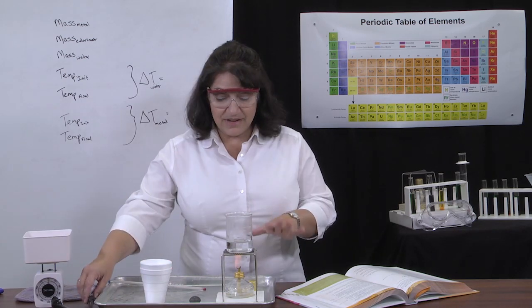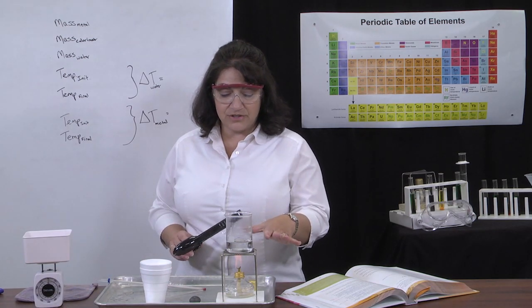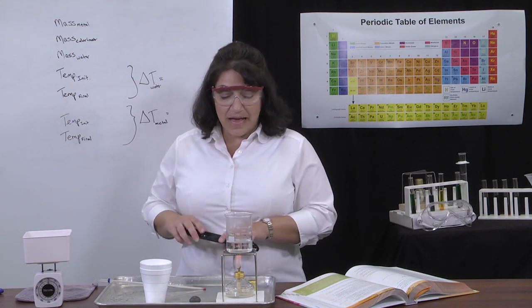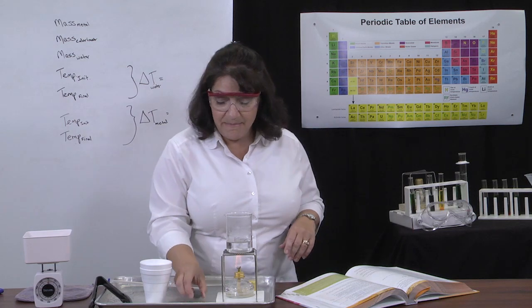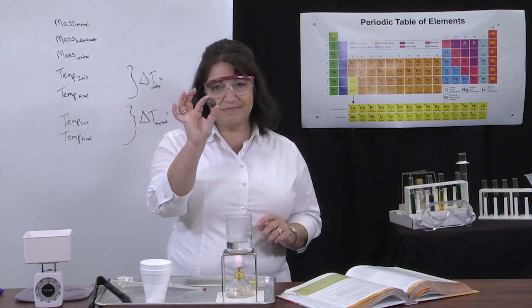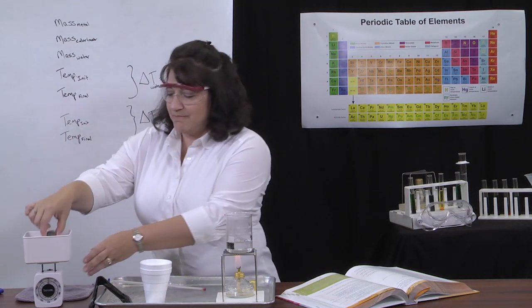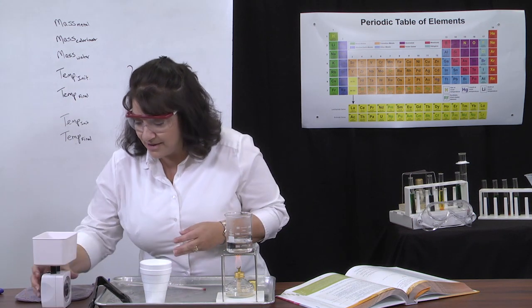The first thing I'm going to do is I've got some water getting ready to start boiling. And while that's boiling, I'm going to do a couple different things. I'm first going to take the metal. This is the metal we'll be using, which is a lead sinker weight. And I want to measure its mass. So I'm going to go ahead and put it on my scale.